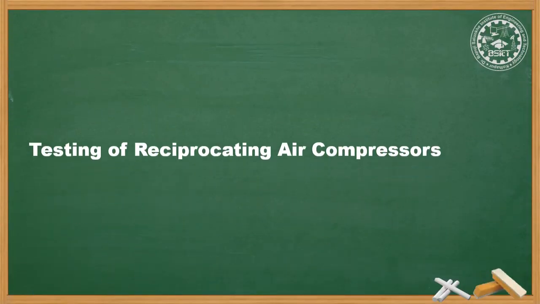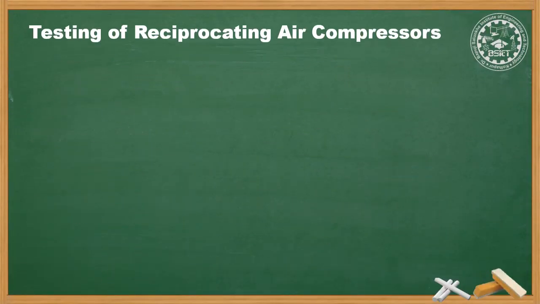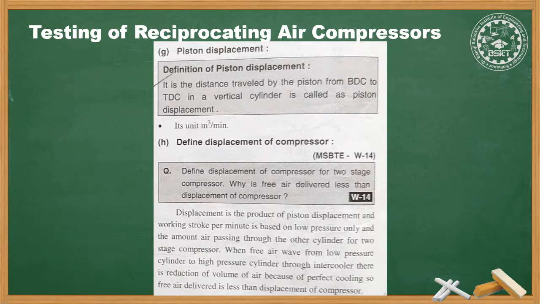Next testing parameters are: G, piston displacement. Piston displacement is the distance traveled by the piston from BDC to TDC in a vertical cylinder. It is also called displacement, piston displacement. Its unit is meter cube per minute.